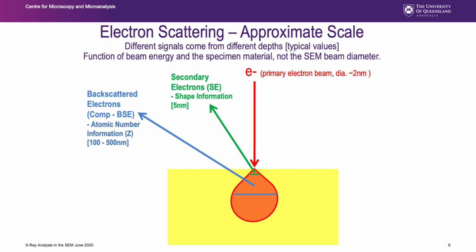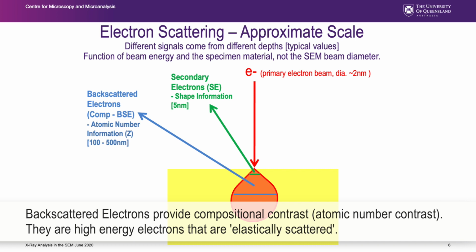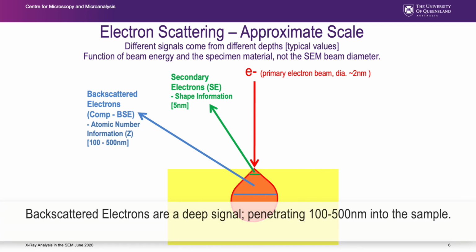Next is backscattered electrons. These are called BSEs or comp electrons because comp stands for composition. And what they give is atomic number contrast. They're a much deeper signal because whereas the secondary electrons are weak electrons, low energy, inelastically scattered, the backscattered electrons are high energy electrons that are elastically scattered. They should come out at roughly the same energy as the beam. They would penetrate hundreds of nanometers into the specimen and the signal would be seen from that depth.